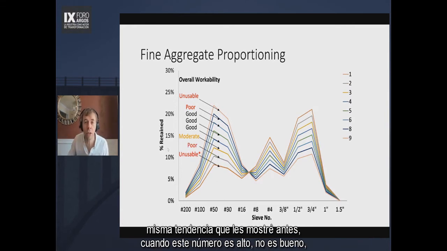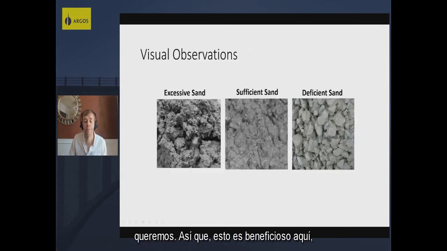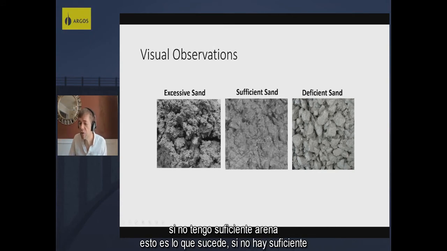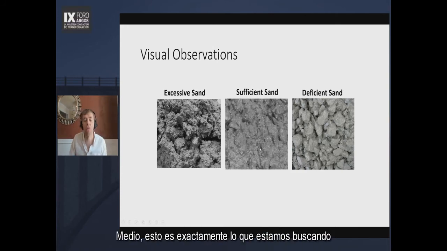See, this is the same trend I showed you before. When this number is high, it's not good. When these numbers are low, it's not good. When it's in the middle, that's what we want. So this is beneficial here. This is if I have too much sand, oh no, it looks bad. It's hard to finish. If I don't have enough sand, this is what happens. There's not enough paste. It just doesn't work well. And this is right in the middle. This is exactly what we're shooting for.